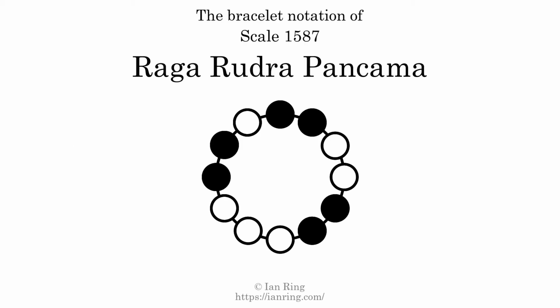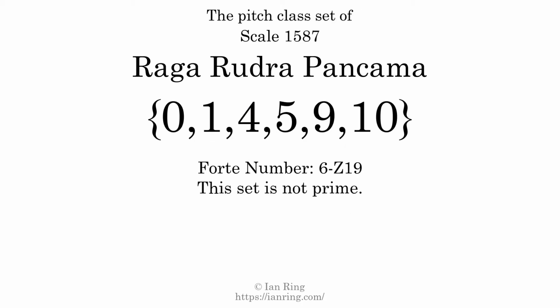This is a bracelet notation diagram of scale 1587. The shaded circles represent tones that appear in the scale, and they are read clockwise, starting at the top. The pitch class set for this scale is 0, 1, 4, 5, 9, 10. The forte class is 6Z19. This set is not prime.